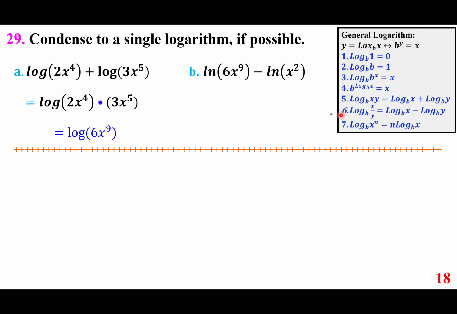This one, I'm going to use number 6, the quotient rule. And I'm going to go from right to left. ln of 6x to the power of 9 over x squared. And as you know, 6x to the power of 9 over x squared is 6x to the power of 7. So it simplifies as follows.